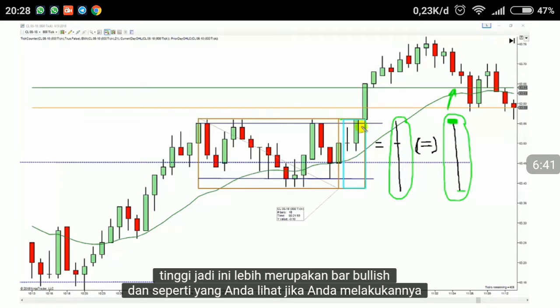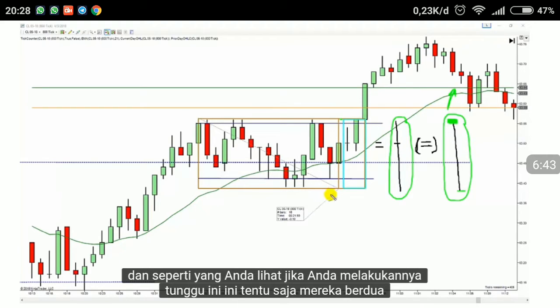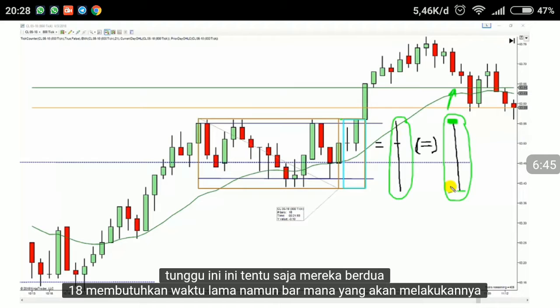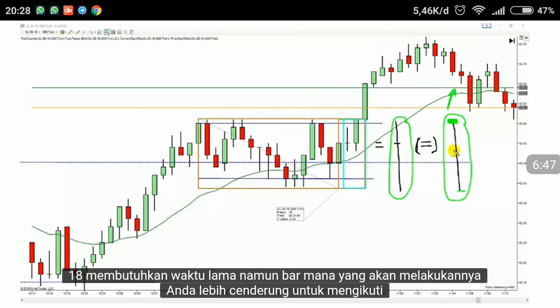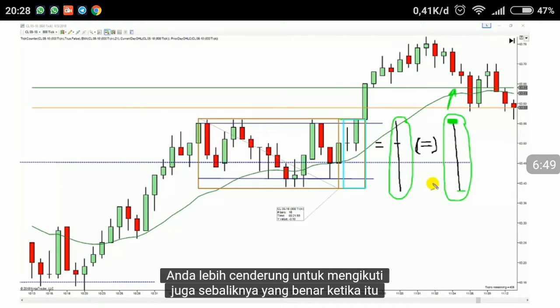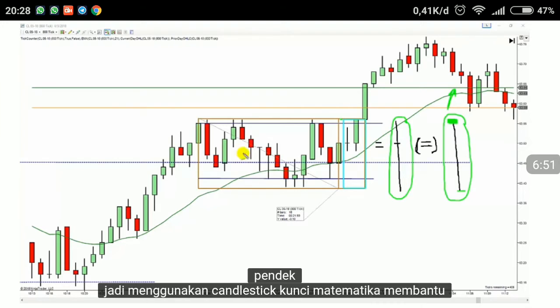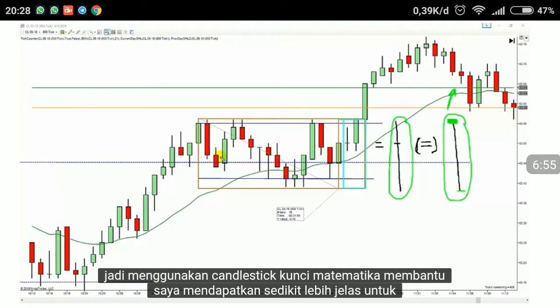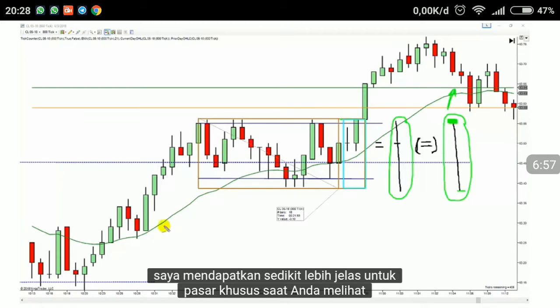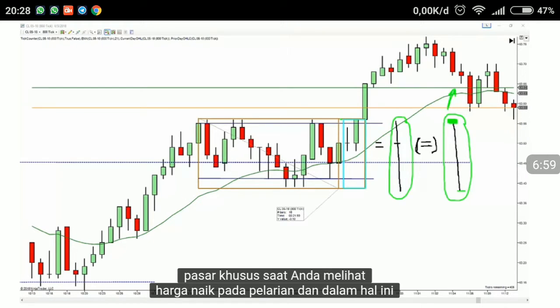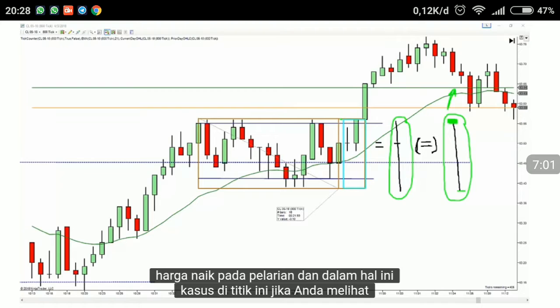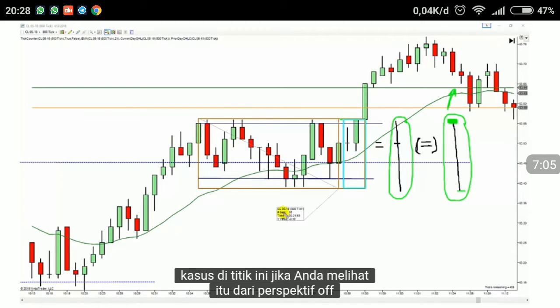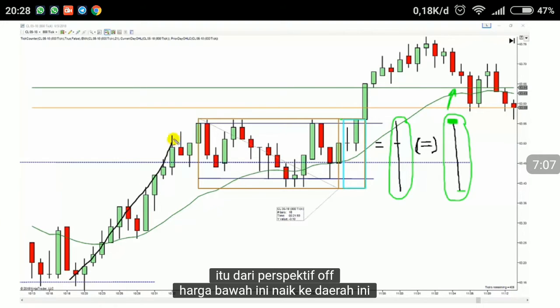And as you can see, of course, they're both 18 ticks long. However, which bar would you be more inclined to go long with? Likewise, the reverse is true when it's short. So using candlestick math helps me get a little bit more clarity to the market, particularly when you're seeing prices go up on a run. And in this case, at this juncture, if you look at it from the perspective of off this bottom, prices moved up to this area.